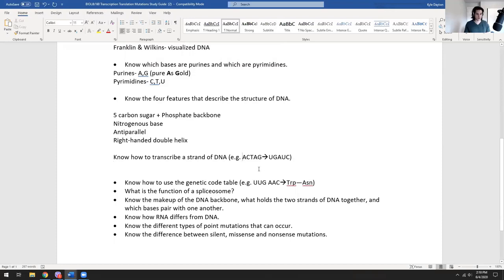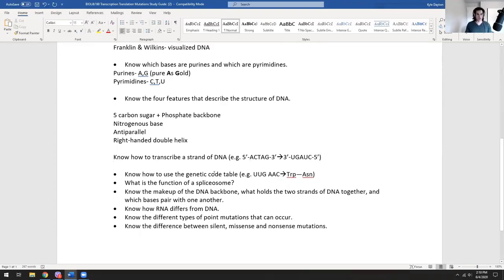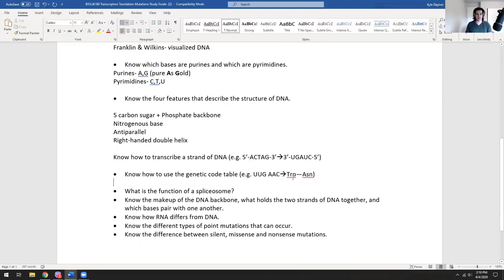One thing that I could probably add here is if you see a 5' and then a 3', so like we'll just put it like that, know that your answer, because this is going to be multiple choice, should be the opposite. Know how to use the genetic code table.